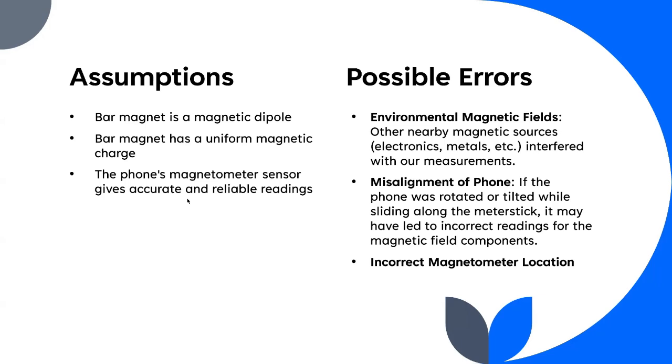So some of the assumptions are that the bar magnet is a magnetic dipole, the bar magnet has a uniform magnetic charge, and the phone's magnetometer sensor gives accurate and reliable readings. Some of the errors that we could have made were other nearby magnetic sources such as electronics or metals interfered with the accuracy of our measurements. Also, there could have been a misalignment of the phone, which means the phone could have been rotated or tilted while sliding it along the meter stick, and this would give us inaccurate readings as well. And we could have incorrectly found the magnetometer location in the phone.